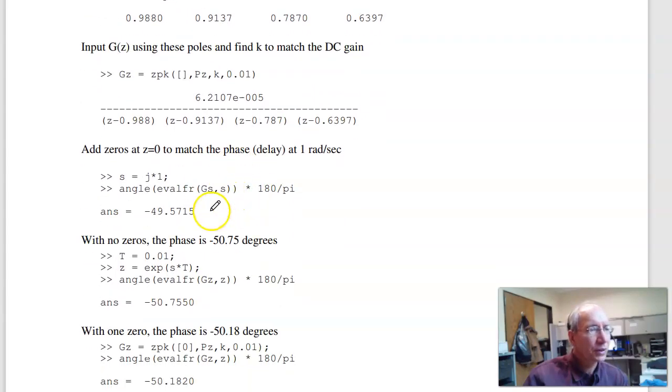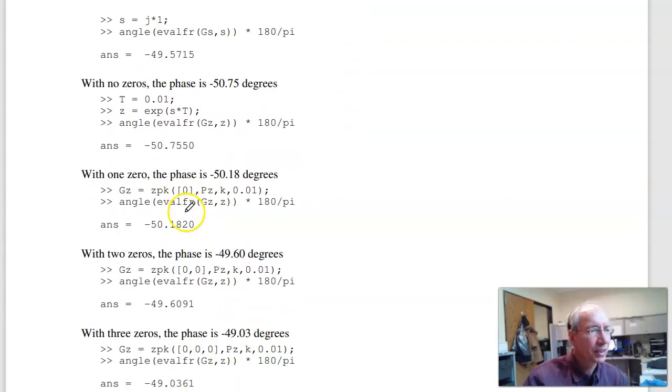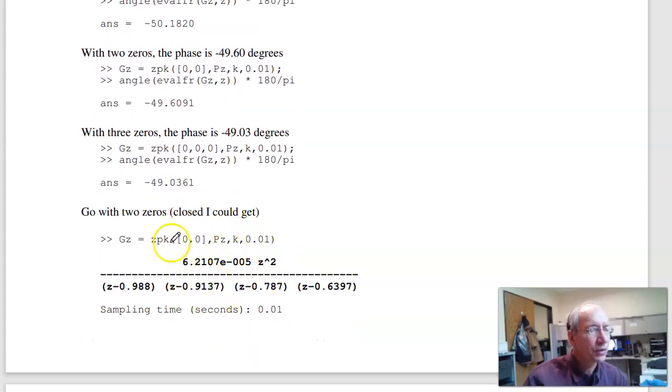Add zeros to match the phase delay. I want to have a phase of minus 49.5 degrees. It looks closest to 2 zeros. Not exactly right, but pretty close. So leaving it at 2 zeros, there's g of z, the sampling rate of 0.01. Again, totally different than what it was at 0.1. Change the sampling rate, you change g. Change g, change the root locus, change the compensator, everything changes. Changing the sampling rate is a big deal.